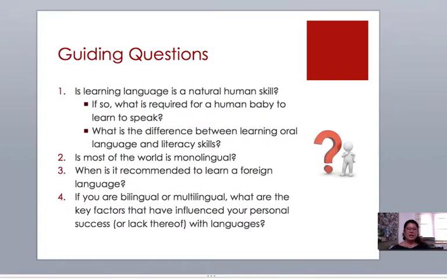To do this, we want to look at some guiding questions. Hopefully this will help focus in on the key concepts that we want to look at in this particular unit. First, we want to ask ourselves, is learning language natural? Is it something that the brain can't help but do? And if that's so, what are the minimum requirements needed to stimulate language development? We also want to have a look at what the context of the world is right now. Is most of the world monolingual? When would it be recommended to learn a foreign language? And for those of you who are already bilingual or multilingual, what have been the key factors that have influenced your own language learning?